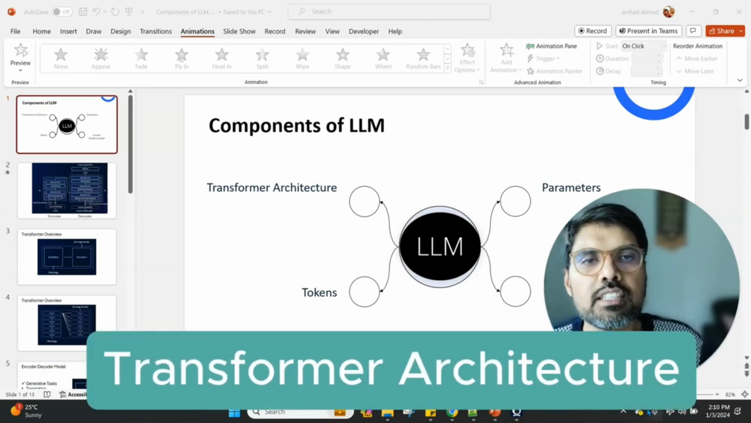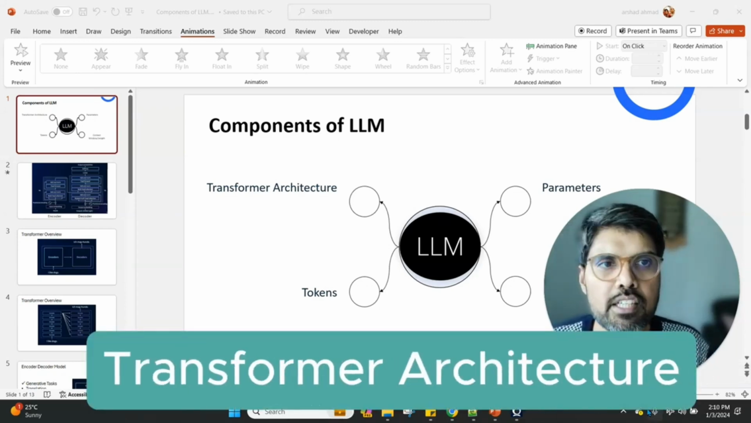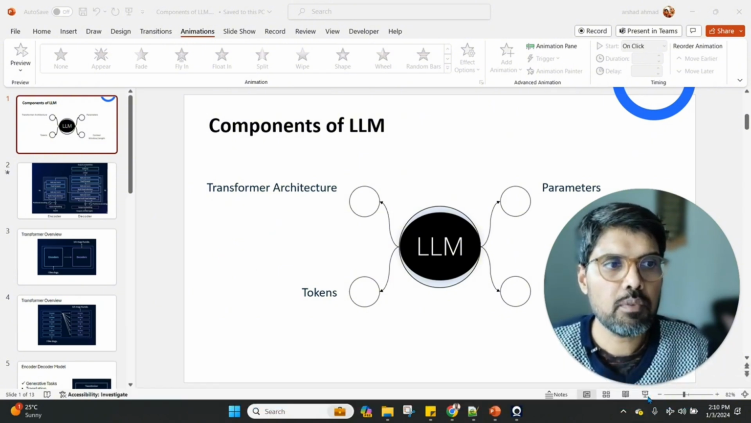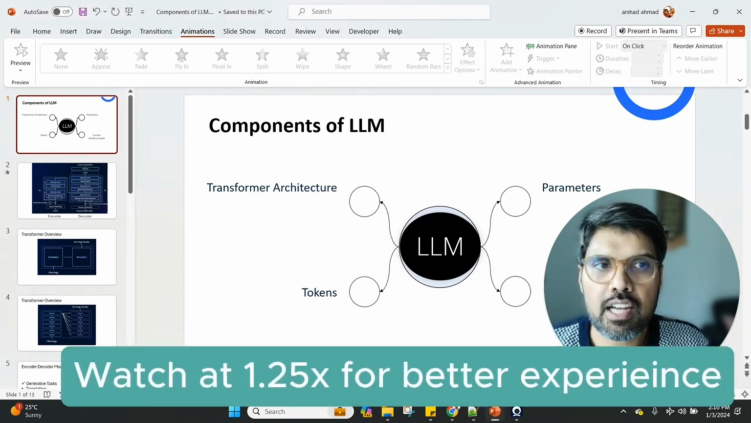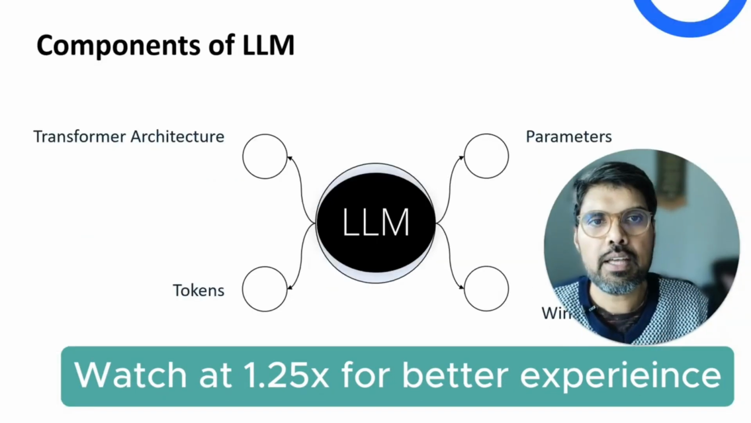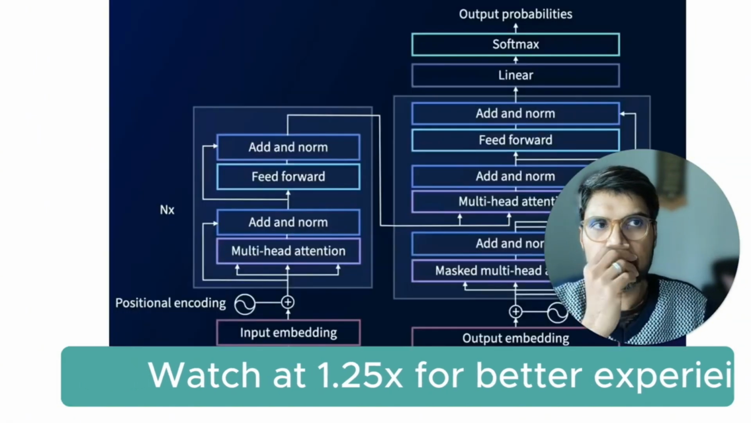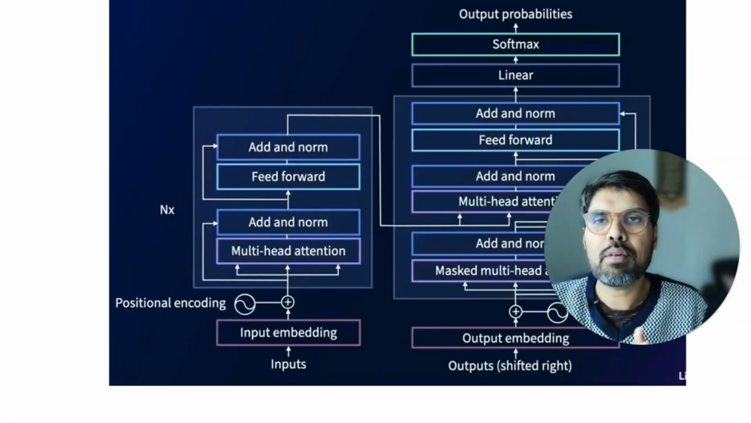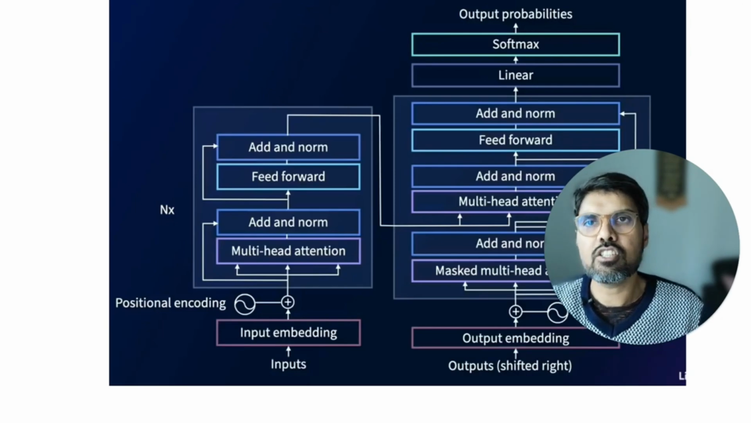Large language models are made of these four major components, and now we are going to look at the details about the first one, that is the transformer architecture. The transformer architecture is the core of a large language model. Let me just go full screen and look at what it contains. This is a transformer architecture which many of you might have seen in the Attention Is All You Need paper by Google.